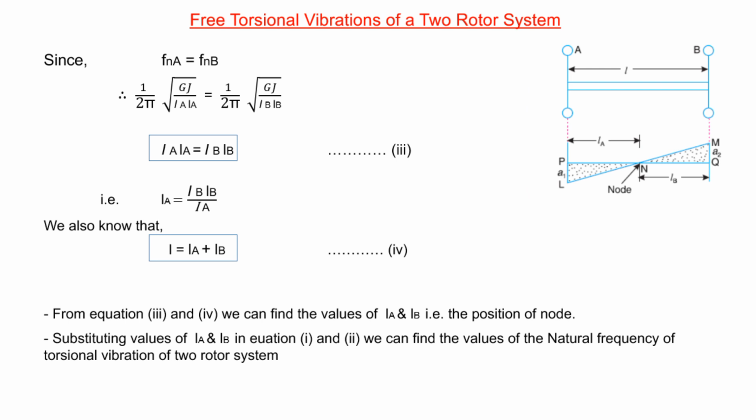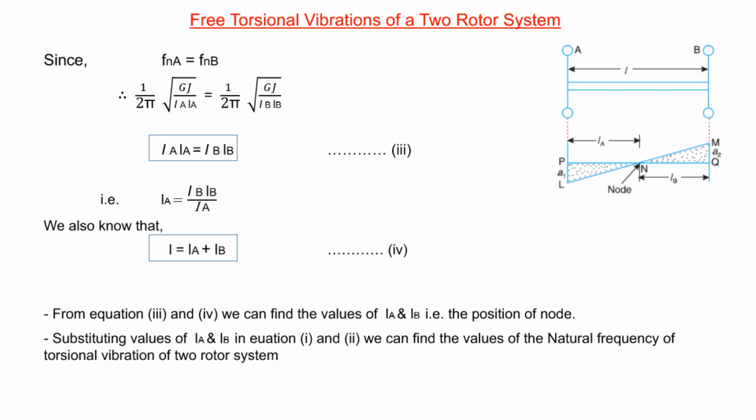Now observe carefully. Equation 3 is in terms of IA and IB and LA and LB, whereas equation 4 is in terms of LA and LB, where the total length L is known. In equation 3, the IA and IB values we know, or we can find out. Then these two equations are in terms of the lengths LA and LB. Solve these two equations to find the lengths LA and LB. Then these are the positions of the node point.